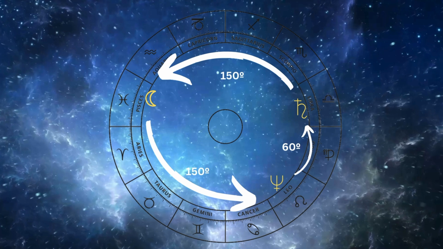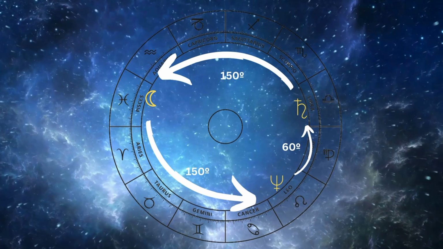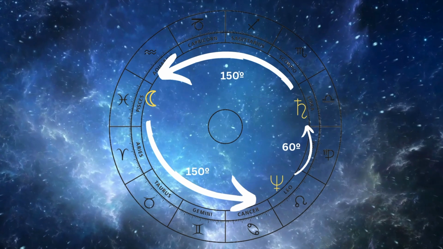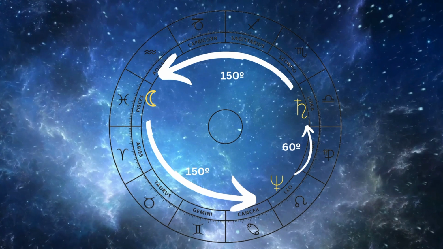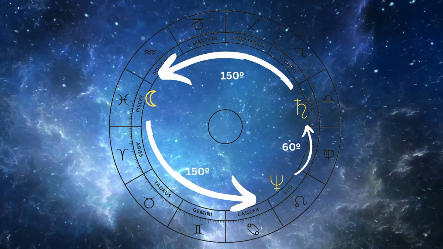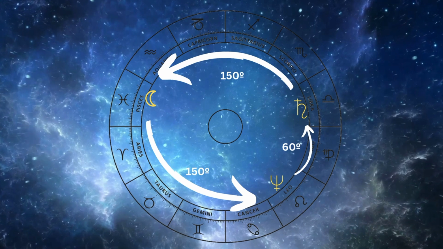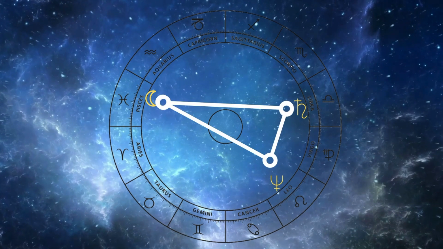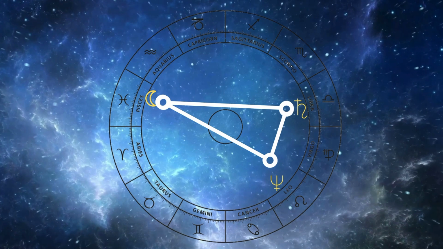So first of all, let's just go back to the basics. What is a Yod? A Yod is where you have 3 objects or points in a certain configuration. 2 of the points are going to be 60 degrees away from each other, and then those 2 points are going to each be 150 degrees away from an apex or a focal point. I'm going to put up a little picture so you know what I'm talking about.